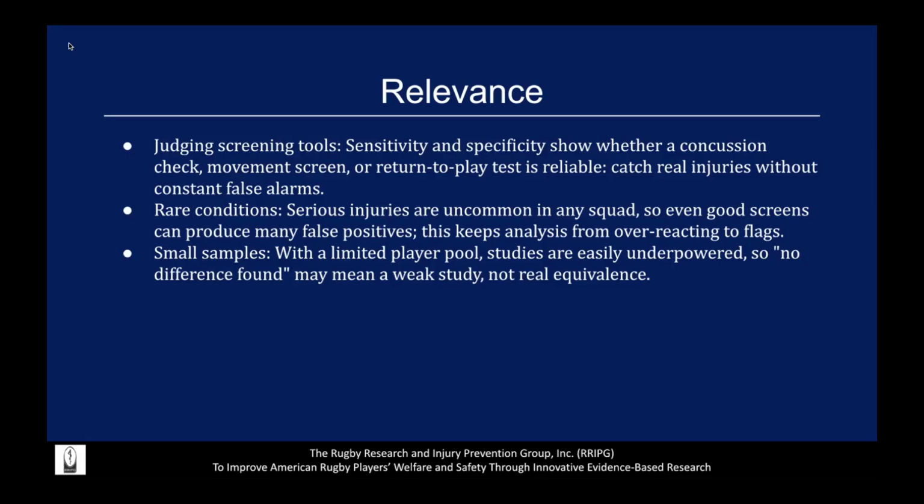And lastly, one of the main applications of this is small samples. With a limited player pool, studies can easily be underpowered. So a "no difference found" signal can mean a weak study, not just real equivalence.